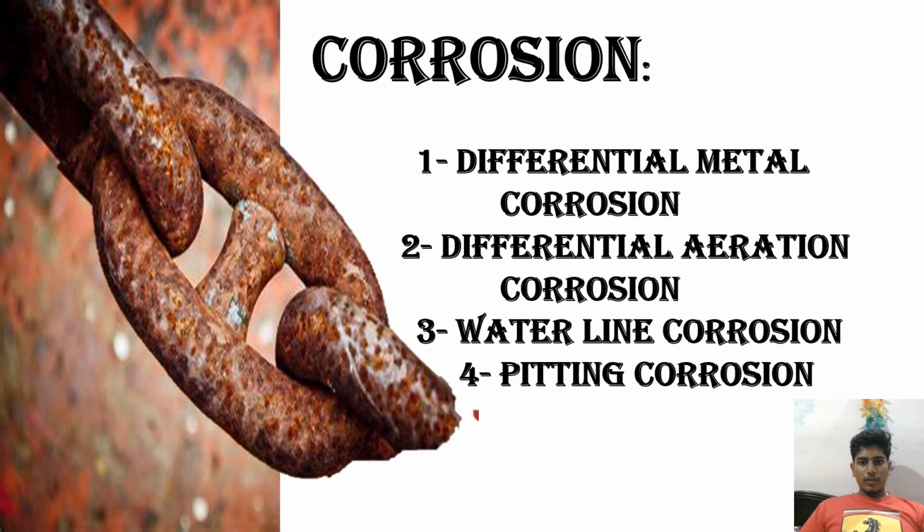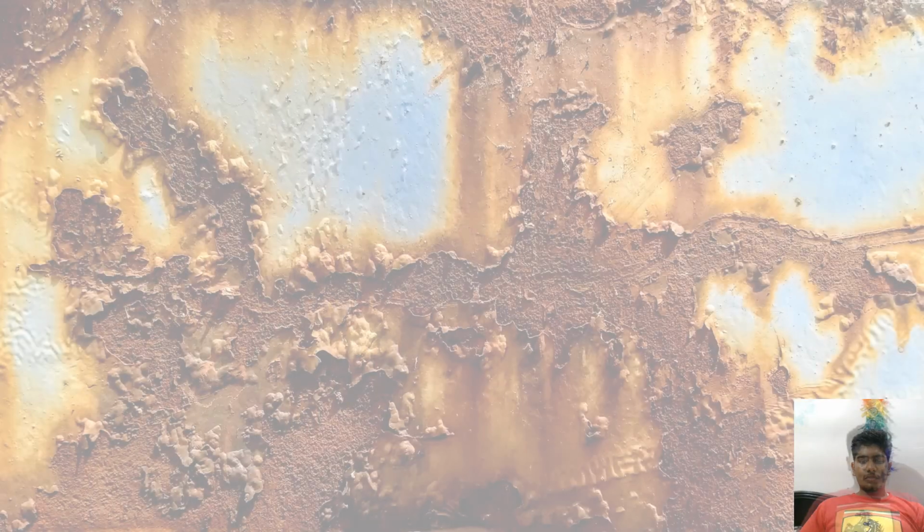Now, let us know the forms of corrosion. First one is differential metal corrosion, differential aeration corrosion, waterline corrosion, and pitting corrosion.